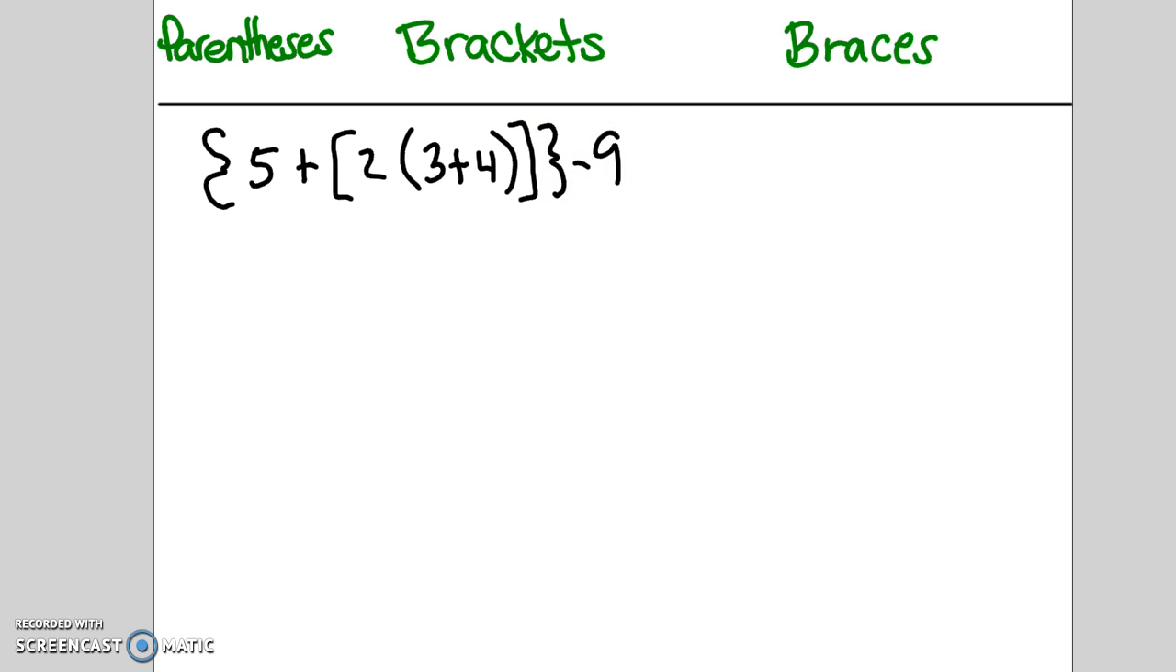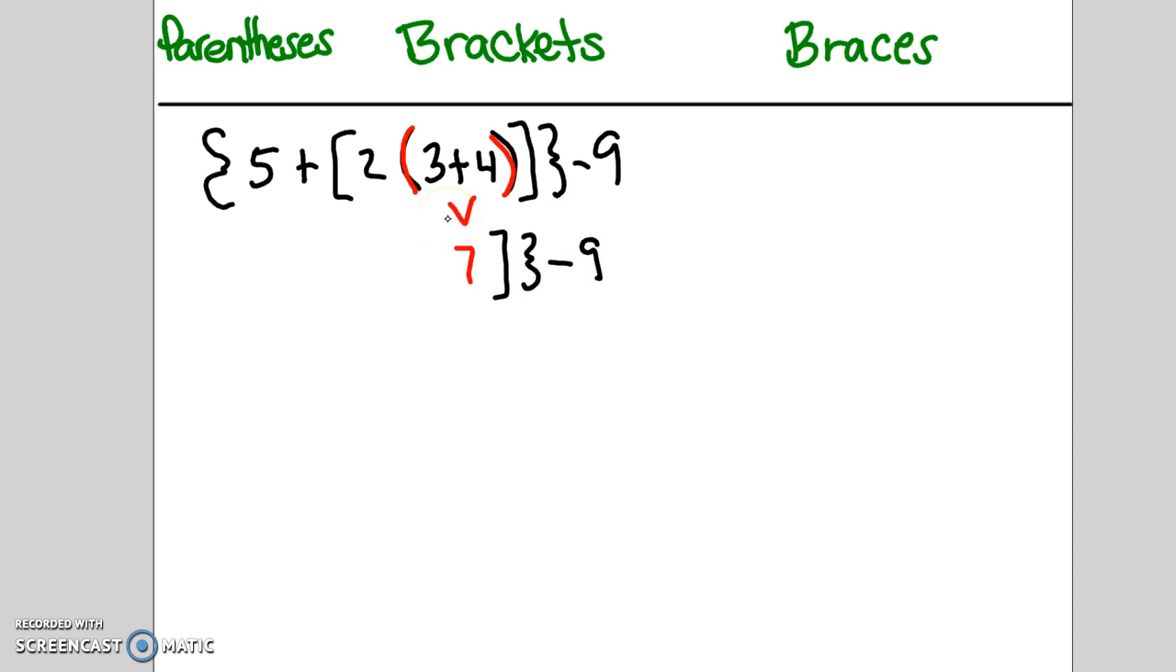Alrighty, so I want you to grab your color. We're going to do the parentheses first. 3 plus 4 is 7. Alright, and I want you to color code that parentheses right there. Okay? Now we're going to recopy the remainder of this equation with your regular pencil, please.